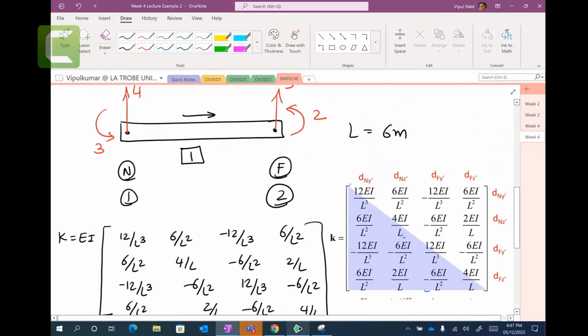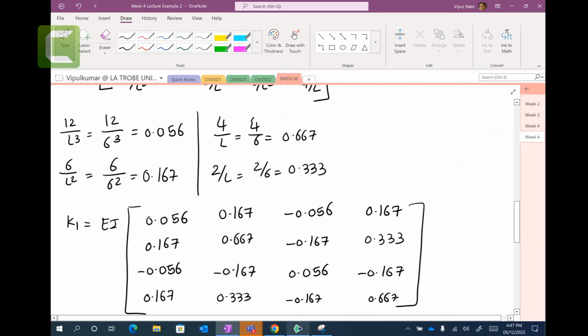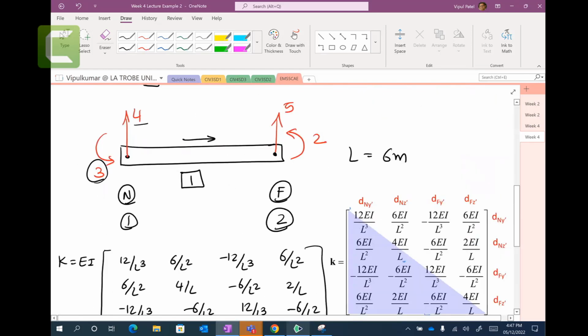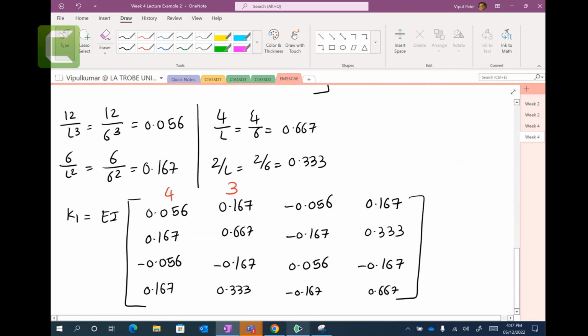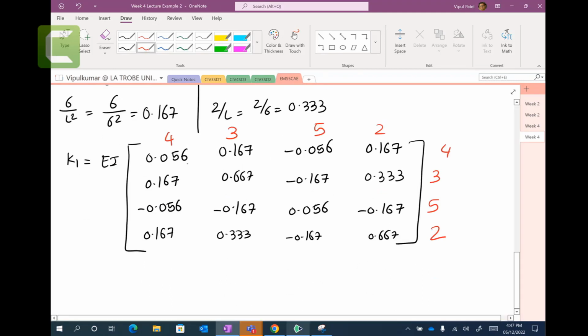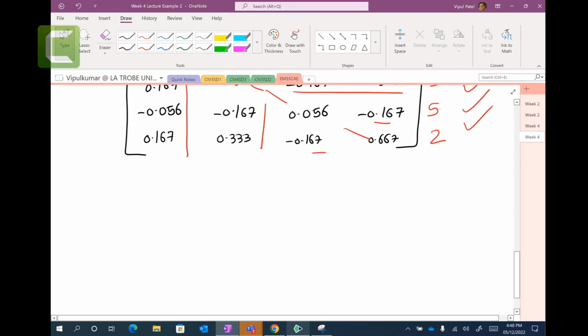Near node, far node business: 4, 3, 5, 2. Check, check, check. All positive diagonals. Good. This line same. These guys same. 1, 2, 3, and 4 check, done.